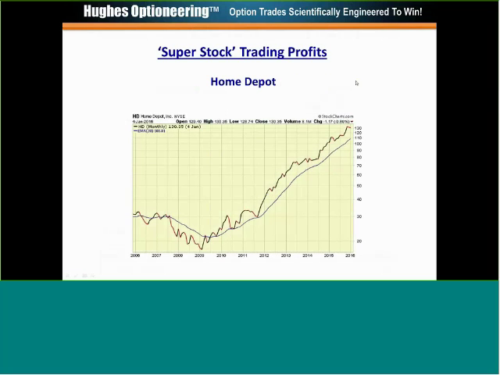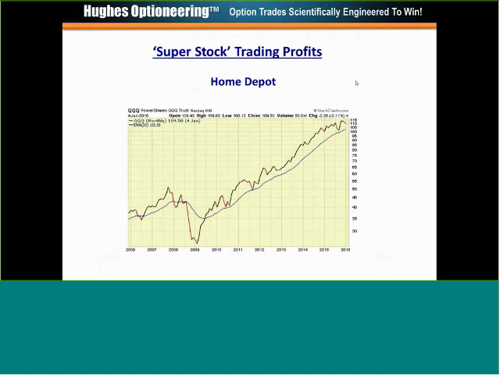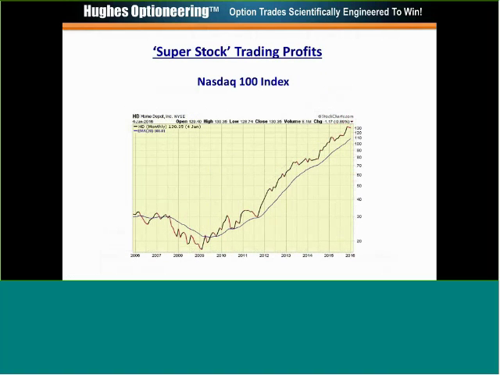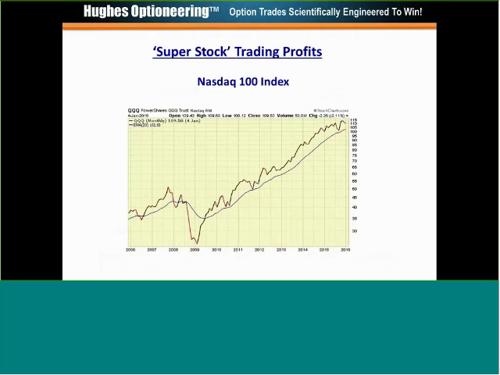Let's see here, super stock trading profits. These are just stocks that we've traded for a long time, and we've had substantial profits on these. These are just trades that we've owned for a long time. Home Depot, the NASDAQ 100 index. You can see the NASDAQ 100 index actually went long in mid-2009. It's been on a buy signal ever since.